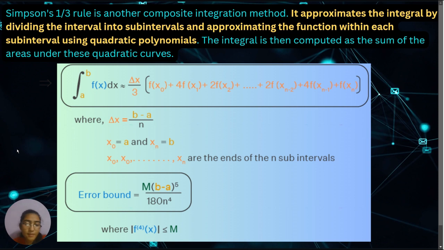The error bound is M (b minus a) to the power 5 divided by 180 n to the power 4, where the fourth derivative of f of x is less than or equal to M. So basically this is Simpson's rule. In the same way as the trapezoidal rule, it is also an example of a composite integration method, where the integral is approximated by dividing it into more subintervals and then approximating the function.